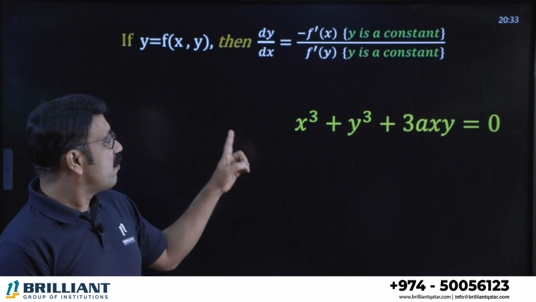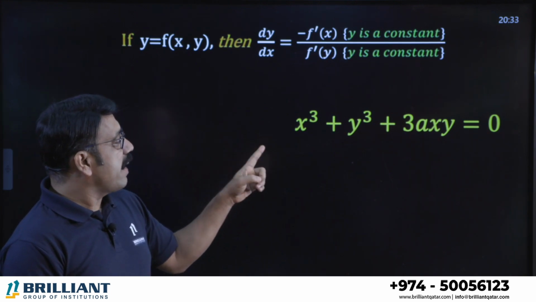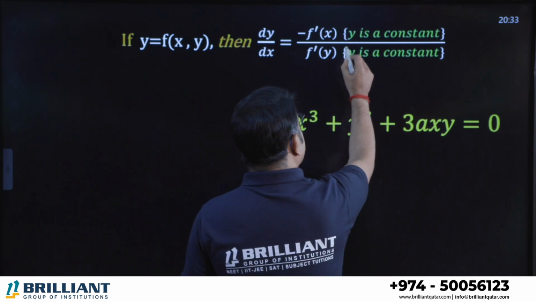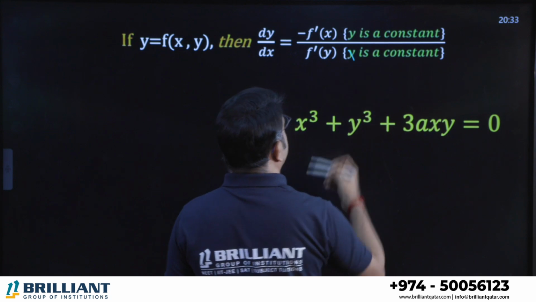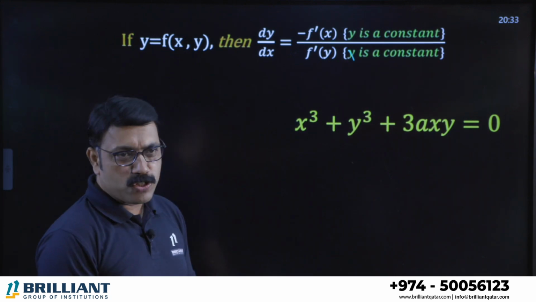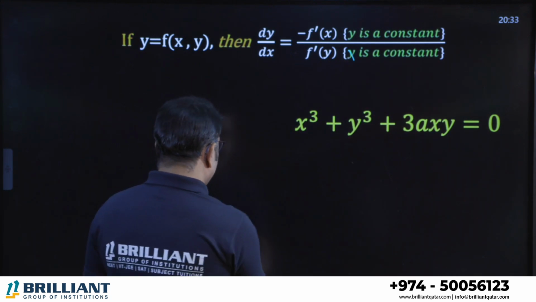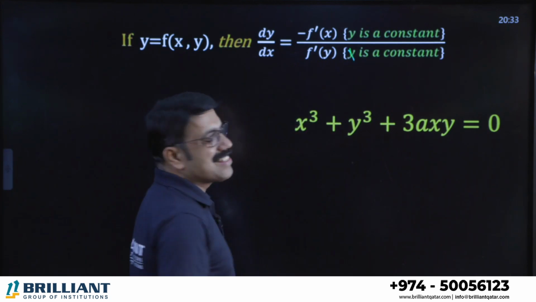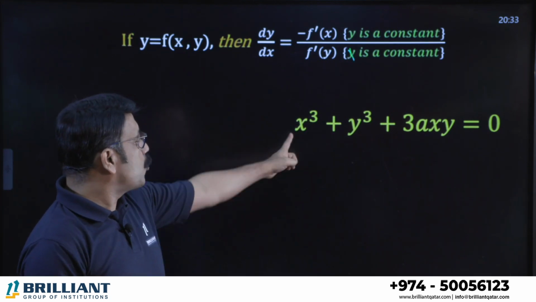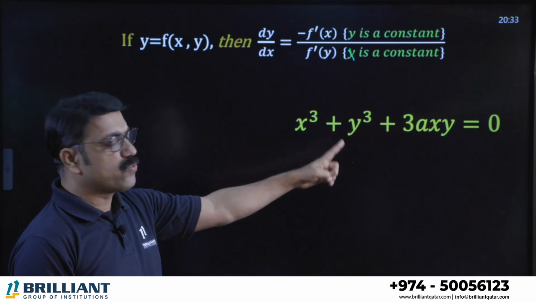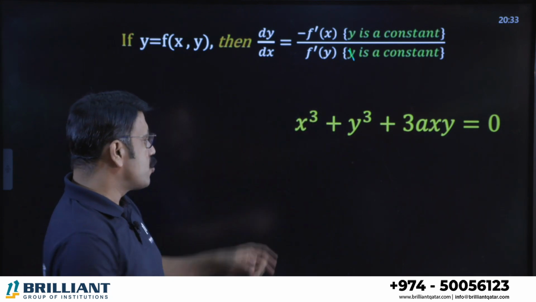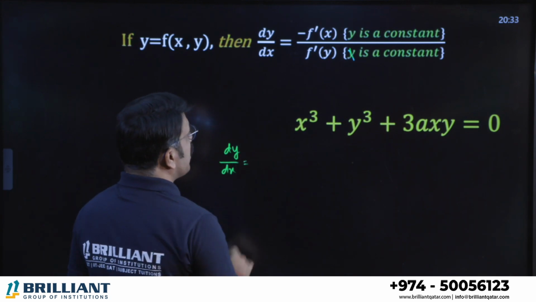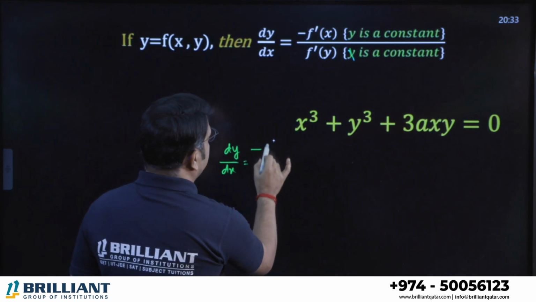x cube plus y cube plus 3axy equal to 0. Please see, f dash x: at that time y is a constant, and f dash y: at that time x is a constant. x cube plus y cube plus 3axy equal to 0 is a function. Please find dy by dx. dy by dx equals negative of f dash x divided by f dash y.